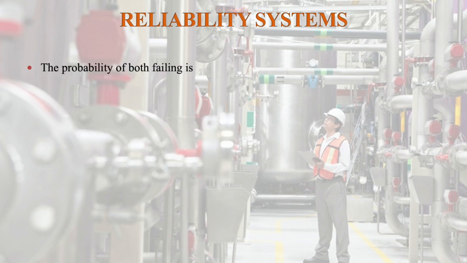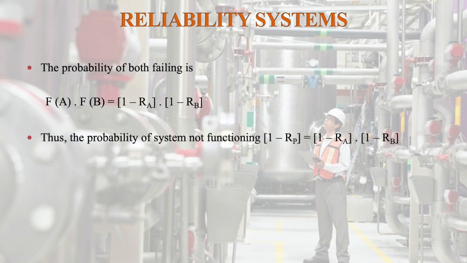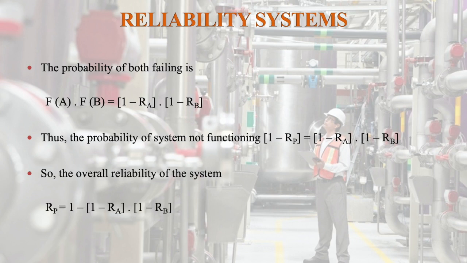The probability of both failing is FA into FB, that is equal to 1 minus RA into 1 minus RB. Thus the probability of system not functioning is equal to 1 minus RP, that is equal to 1 minus RA into 1 minus RB. So the overall reliability of the system is RP is equal to 1 minus (1 minus RA) into (1 minus RB). So this is the overall system reliability in a parallel system. Here it is denoted as RP because it is in the parallel system.